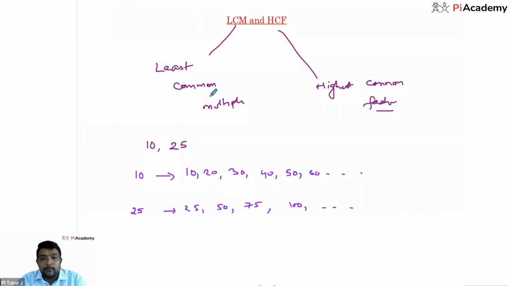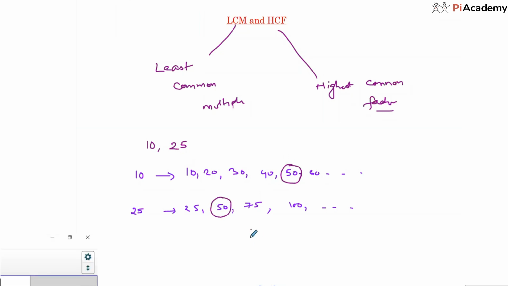And so on. Now, what you do is you find the lowest common multiple. You see, 50 is the lowest common multiple, right? So therefore, LCM is 50, right?